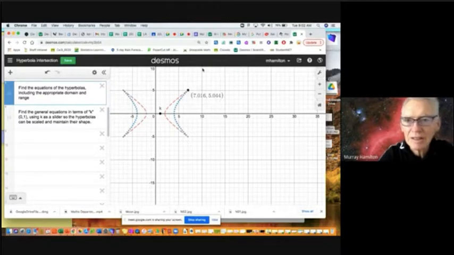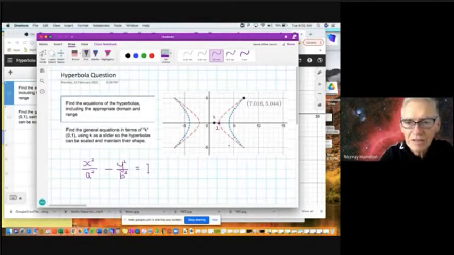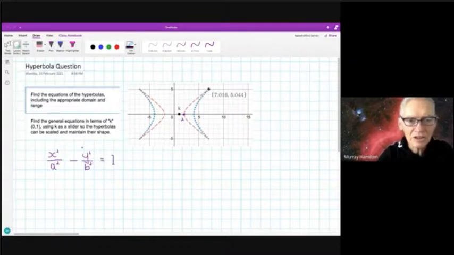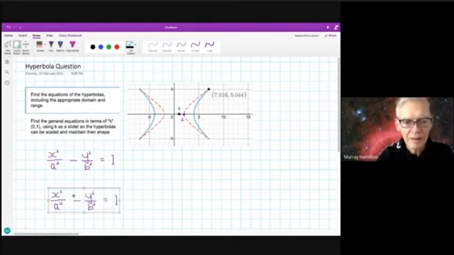I'll go to my OneNote and bring this up. Right, here is the hyperbola question. So here is our formula. Now my fancy pen is not working, so I'm going to struggle a little bit. So I'm going to cheat, but this is a way you could do it. This is the formula for the general hyperbola. So if I copy that and then paste it, we've got it down here.